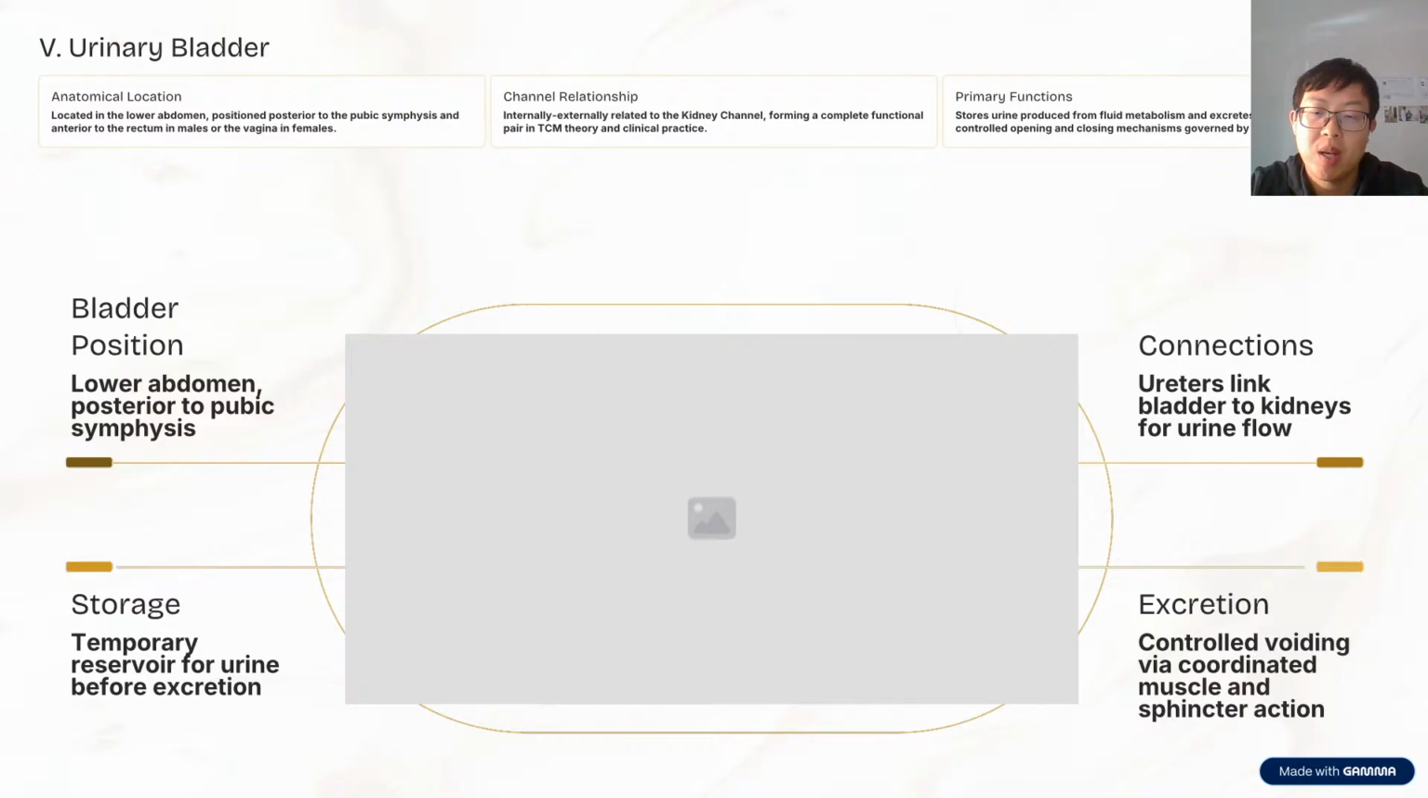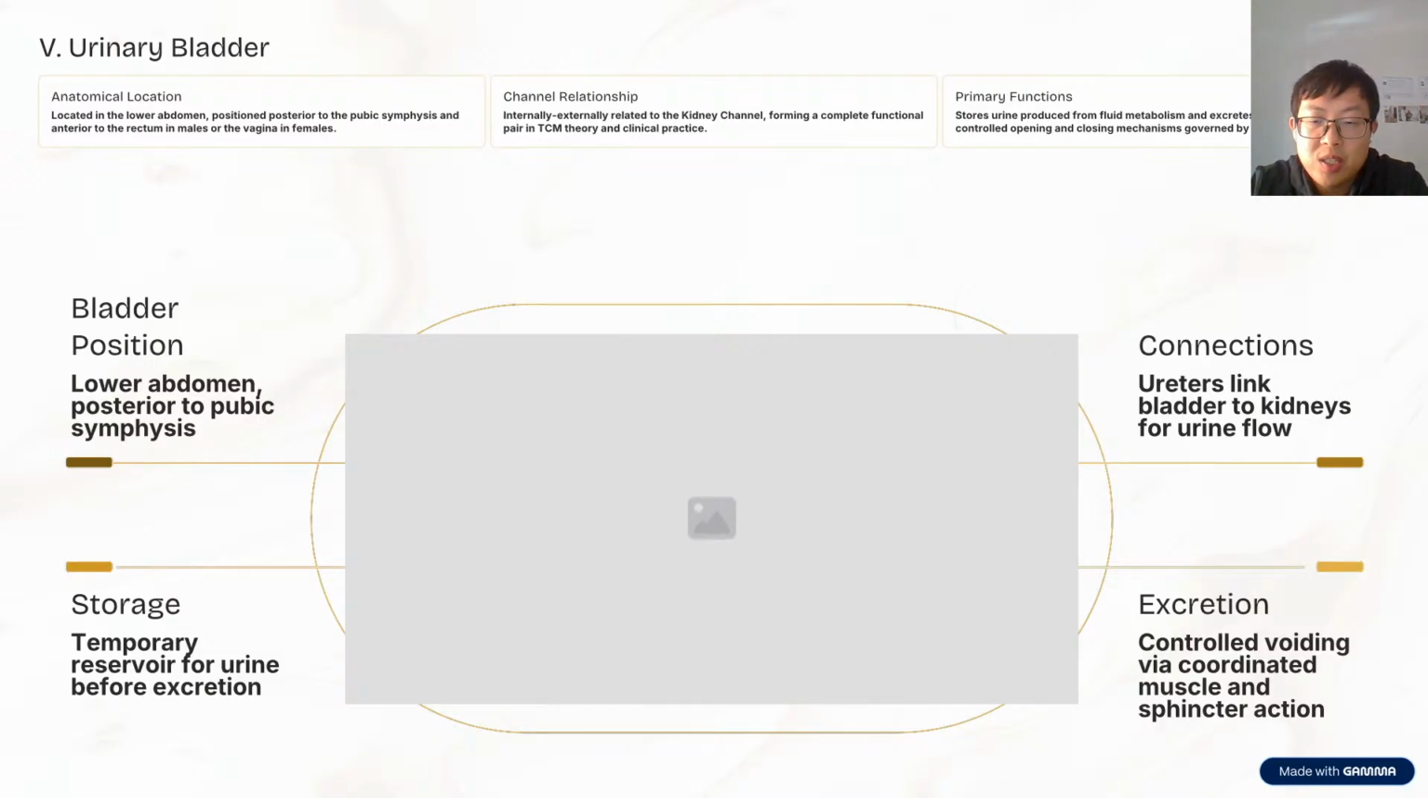Urine is the product of fluid metabolism in the body. Turbid fluids descend into the bladder, which stores them safely. Proper storage depends on the kidney energy and blood energy. The second function is that the bladder governs excretion of urine. Excretion depends on the normal transformation of kidney energy.